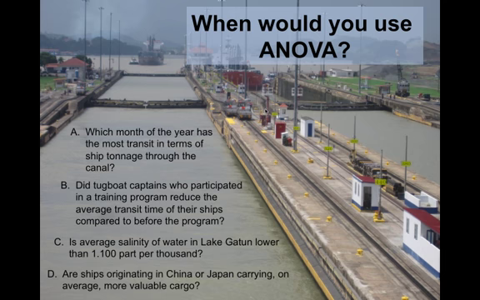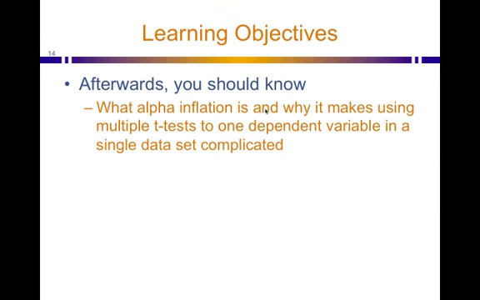Well, before we get to an answer to this question, let's review what we learned today. The big topic here was why we use ANOVA in the first place. It's because when we have more than 2 levels for our independent variable, alpha inflation becomes a problem with t-tests. And so using analysis of variance gets us around that problem.